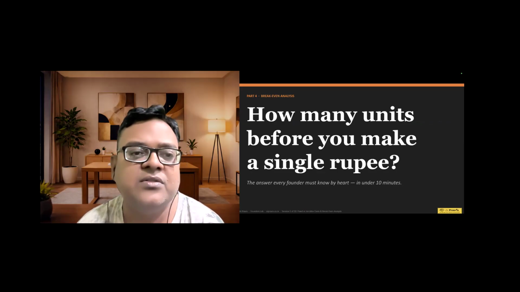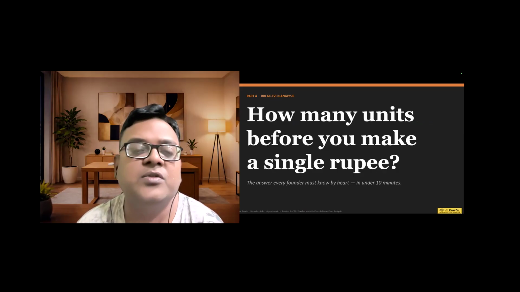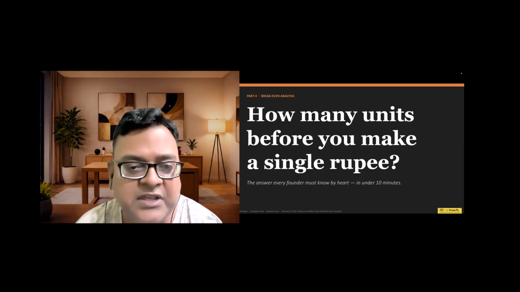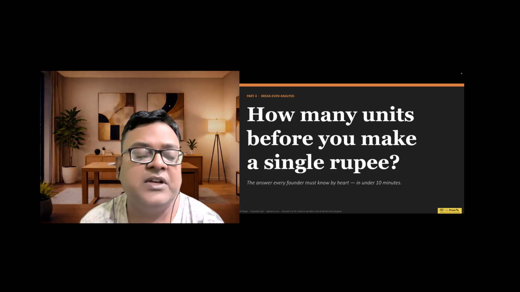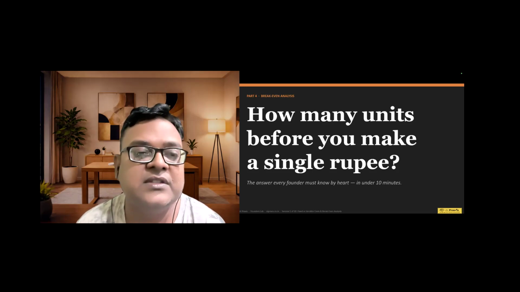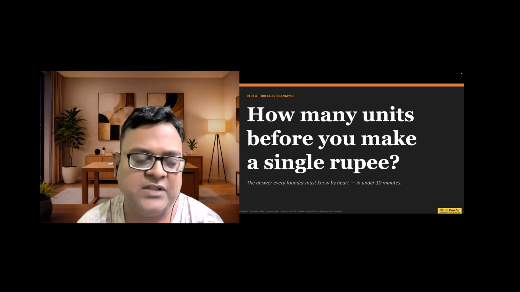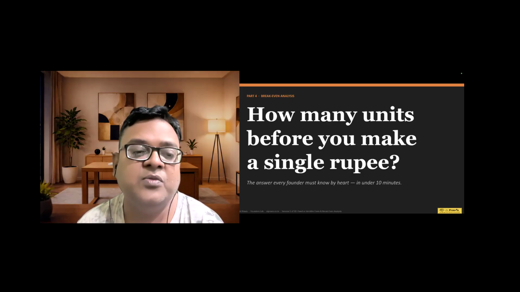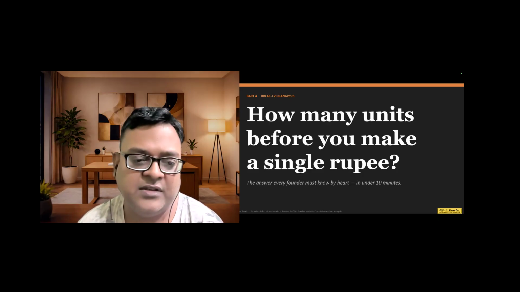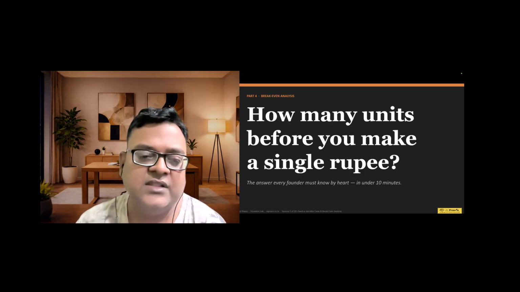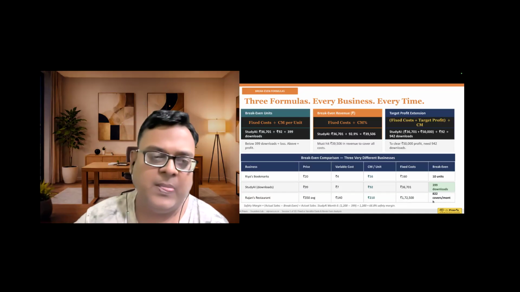Part 4 of the session talks about the break-even analysis. And this is where, at heart, we want to make profit. So we want to know exactly at what point in time, as founders, we'll have a no loss, no profit situation, because once we cross that, every rupee that comes will be a profit for us. So how many units before you make a single rupee? The answer every founder must know by heart.